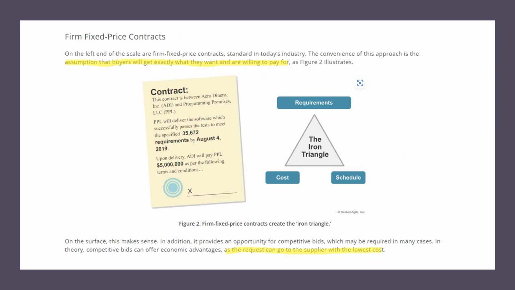At the left end of the scale are firm fixed price contracts, which is a standard in today's industry. The convenience of this approach is the assumption that buyers will get exactly what they want and are willing to pay for, right? As you see in this picture, we've given some example. On the surface, this makes sense. In addition, it provides an opportunity for competitive bids, which may be required in many cases. In theory, competitive bids can offer economic advantages as the request can go to the supplier with the lowest cost.